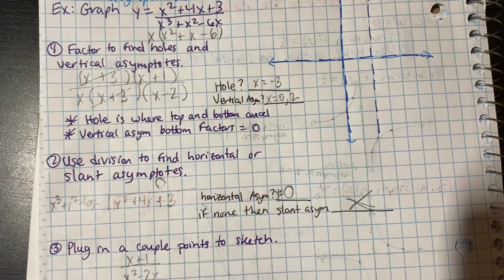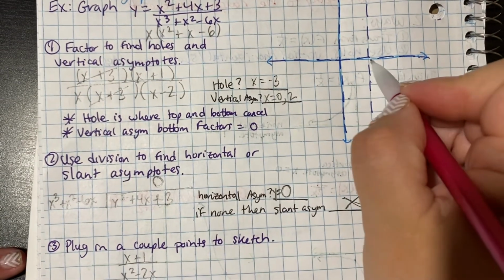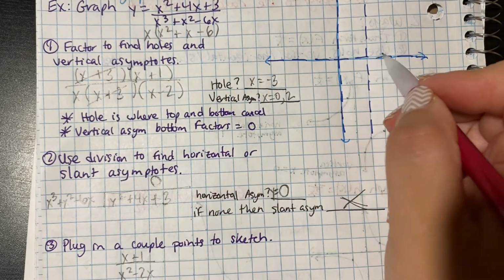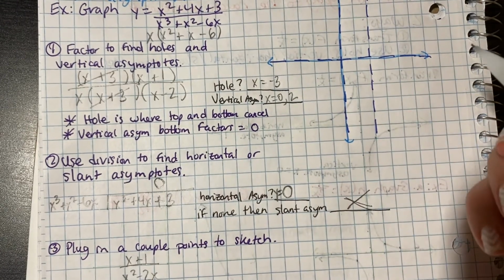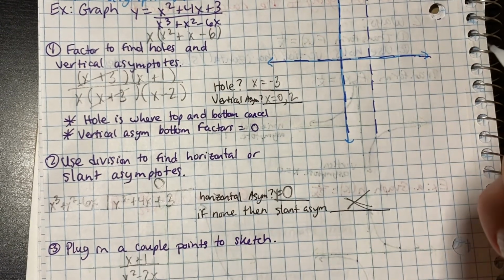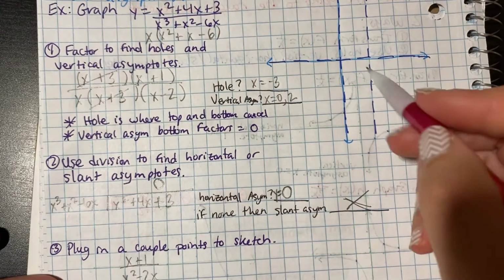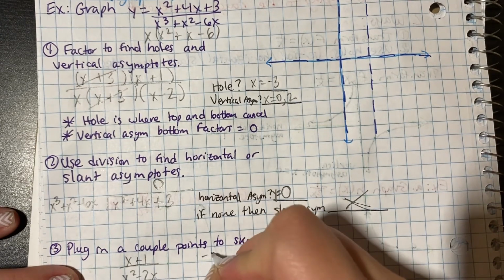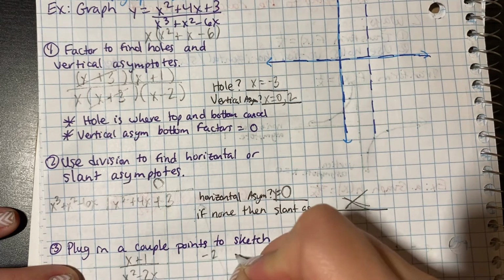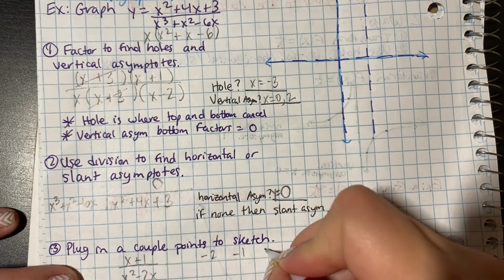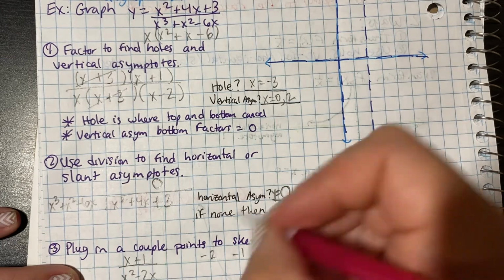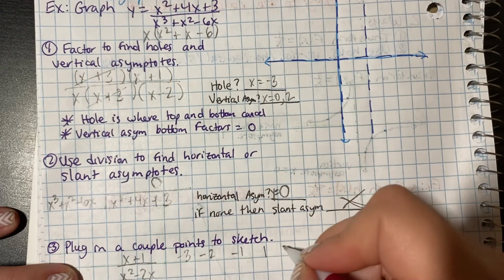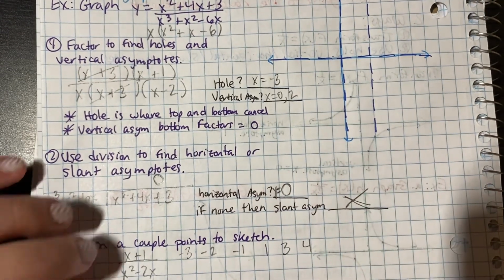I'm going to use points. Okay, that was for a different problem. I was trying to see what's going on here. I'm going to plug in maybe a -2, -1. Oh, I need to know what's going on at -3 because there's a hole there. Then 1, 3, 4. Okay, a bunch of points.